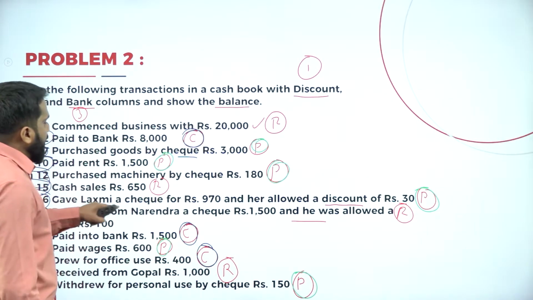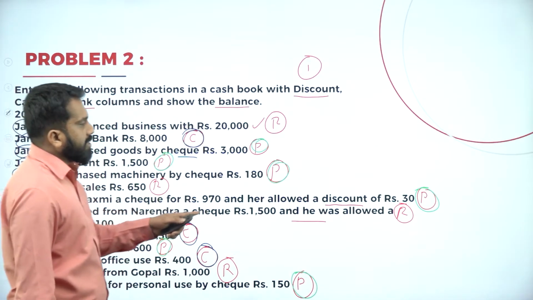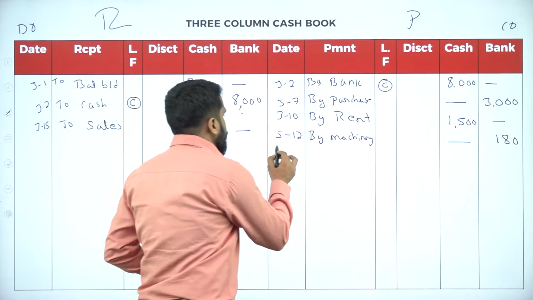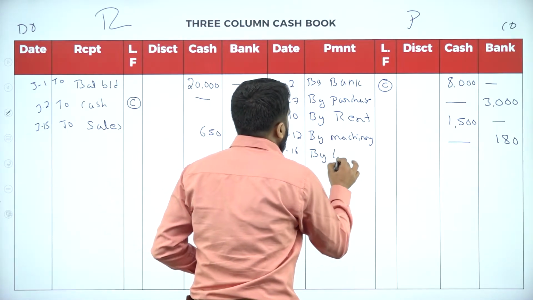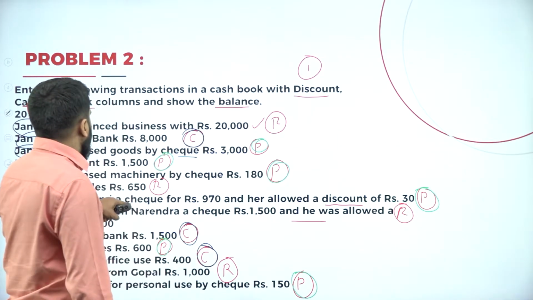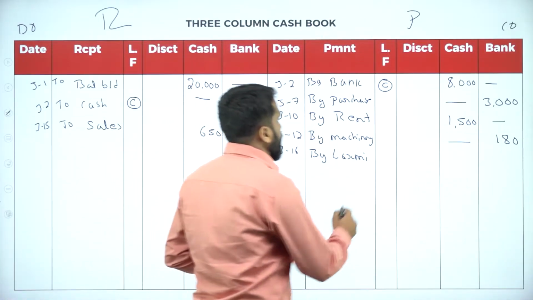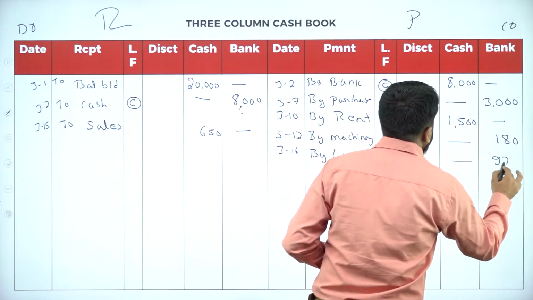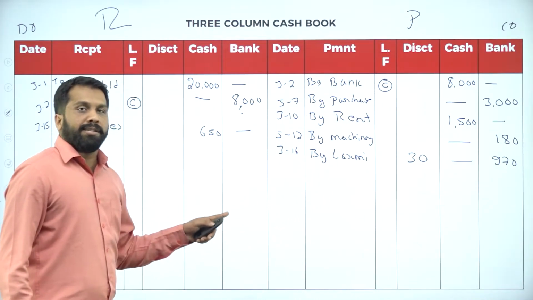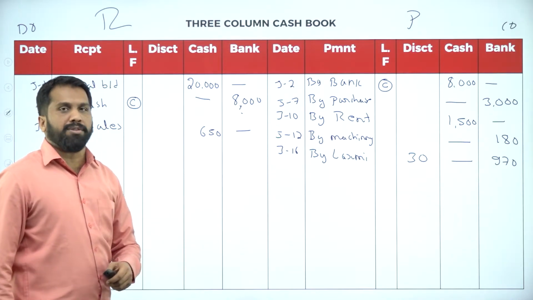Next, January 16th, gave Lakshmi, again payment. Gave Lakshmi 970 and discount 30. January 16th, by Lakshmi. To whom it is paid? Lakshmi. Paid by cash or paid by check? We'll check. 970 paid by check. So, it is bank column 970 and discount column 30. Very important. This is the reason we call it as 3 column, because we have discount also. We have to show that discount.